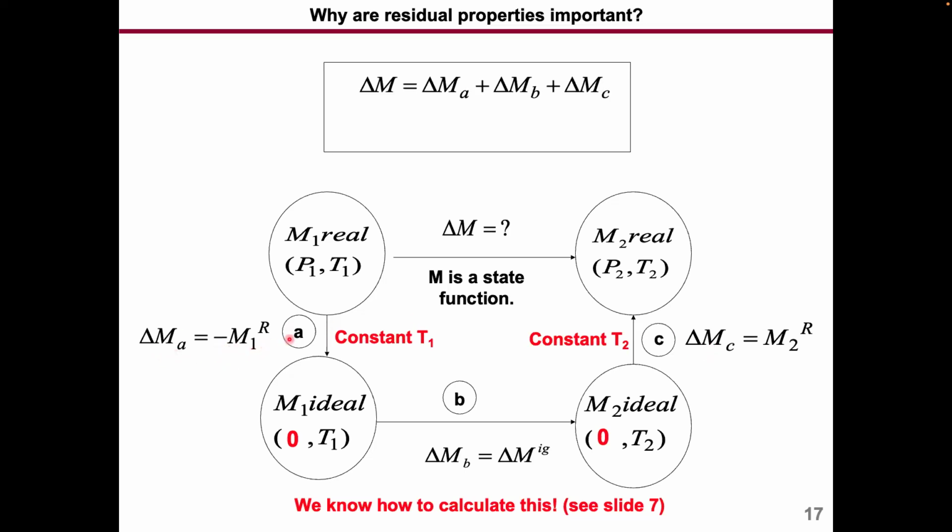Delta MA is basically you changing from real to ideal, so final minus initial is going to be minus M1R. And then delta MC is going to be final minus initial, real minus ideal, so it's going to be M2R. So delta M is M2R minus M1R plus delta M ideal gas, which you already know how to calculate. Now the issue is that if you are able to calculate M2R and M1R, you can quickly calculate your delta M for your real gas.